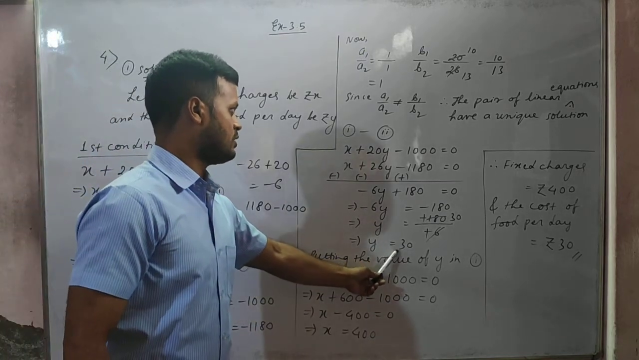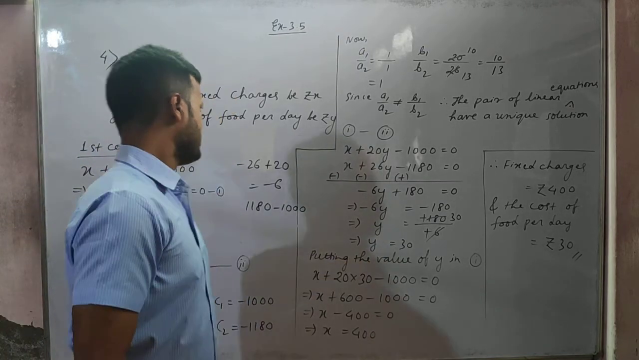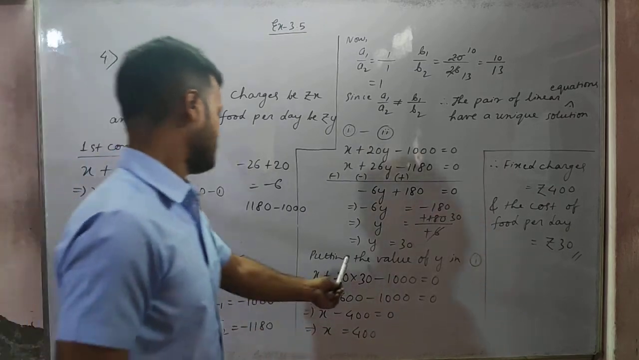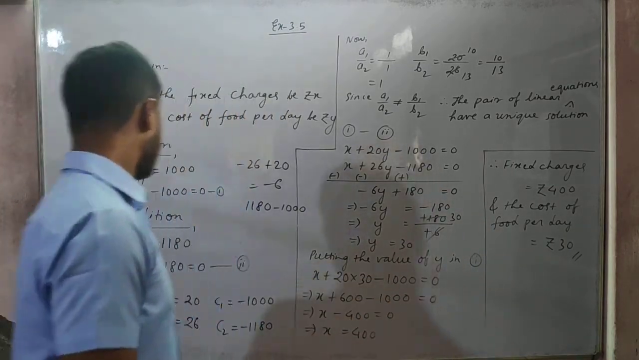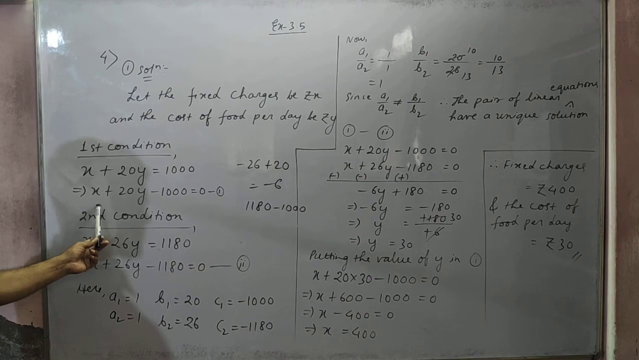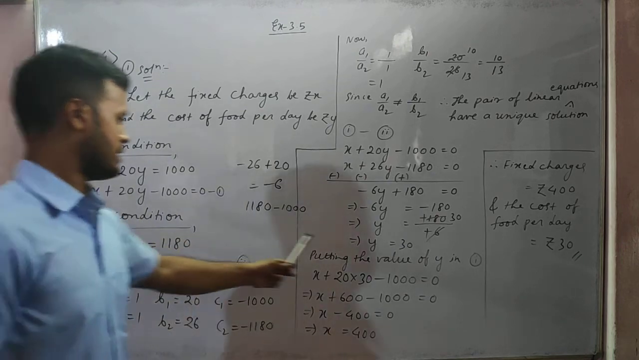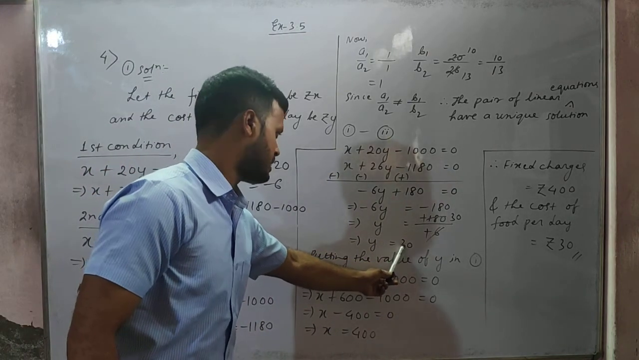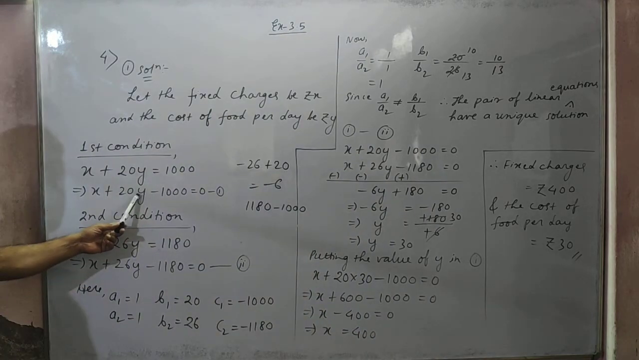Now you take the value of y and put it in equation 1. You take this equation. In this equation put the value of y. Y's value is how much? 30. Put the value of y in equation 1 here in place of y.